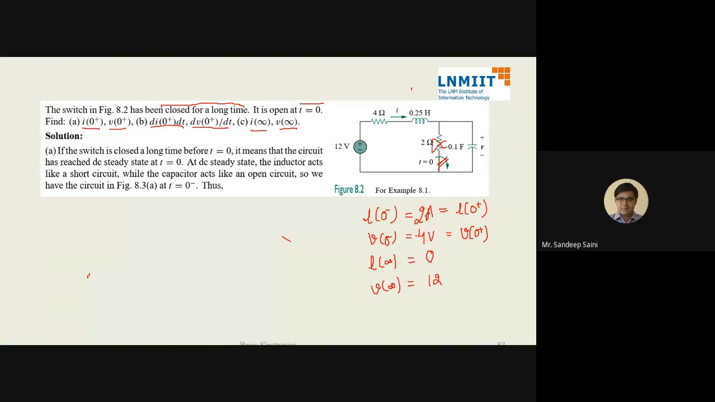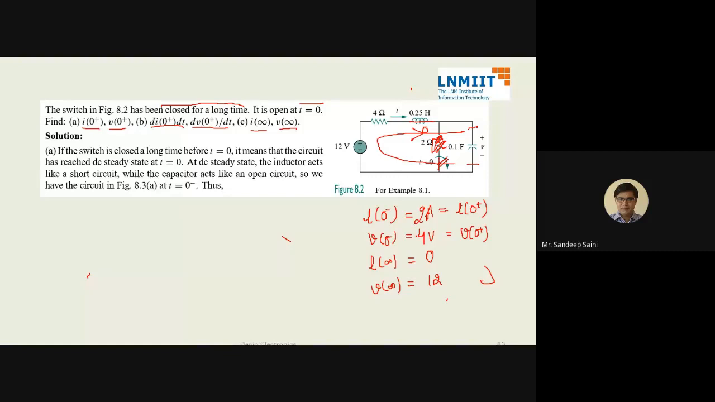Now tell me, how do you calculate di by dt at 0 plus and dv by dt at 0 plus? Sir, how is I of infinity 0? Because at infinity the capacitor will act like an open circuit, and the inductor will act like a short circuit. So if the whole loop is open circuit, the current flowing in the loop will be 0, right? Okay, sir.